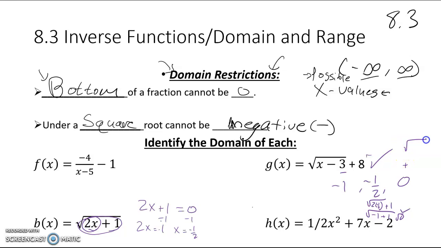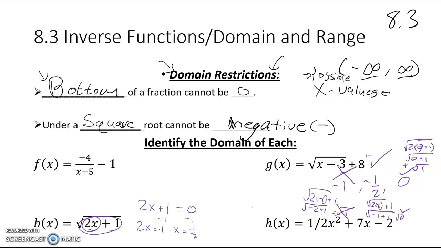If I plug in 0, I get square root of 2 times 0 plus 1. I'm going to get 0 plus 1, which is just the square root of 1. So 0 works, and therefore numbers that are bigger than 0 work. And then negative 1, if I do that, 2 times negative 1 plus 1, I get negative 2 plus 1, which is square root of negative 1. And again, I do not want a negative in there. So negative 1 does not work, okay?